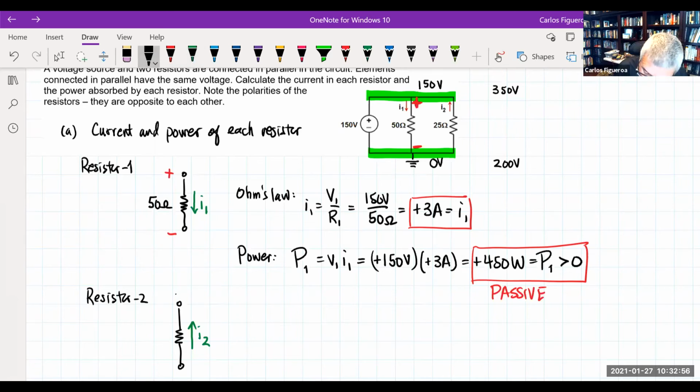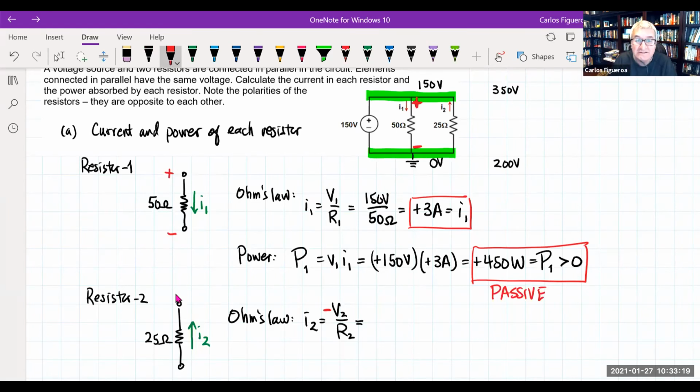So if I look at this guy here, this is now 25 ohms. And according to Ohm's law, I still have this, but because it's going upstream, I have to include a minus sign, because it's going in the opposite direction of the other one. So when I look at the numbers of this guy, this has to be negative 150 volts divided by 25 ohms. I'm going to get minus 6 amps for the current 2 here.